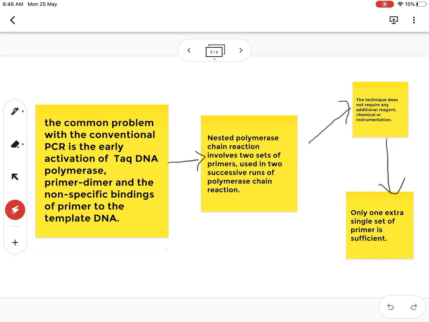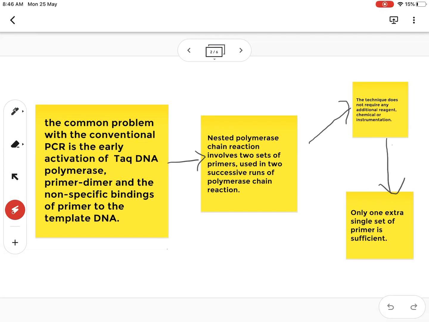The specificity is the main aim of any PCR reaction. Every PCR modification is meant to increase the specificity as well as the sensitivity of the reaction. So in nested PCR, the specificity of the PCR reaction is enhanced by reducing the non-specific binding with the help of two sets of primers.